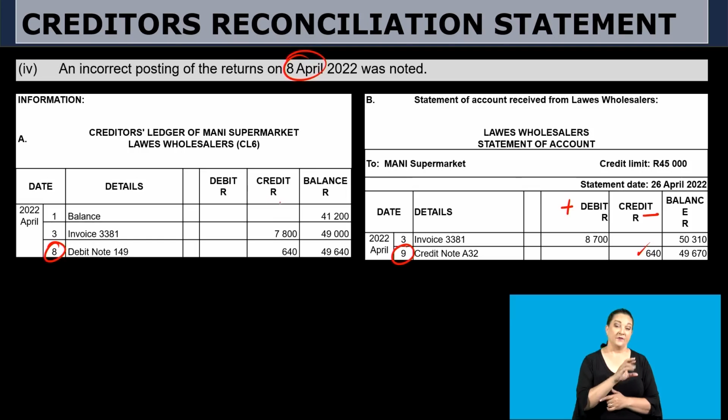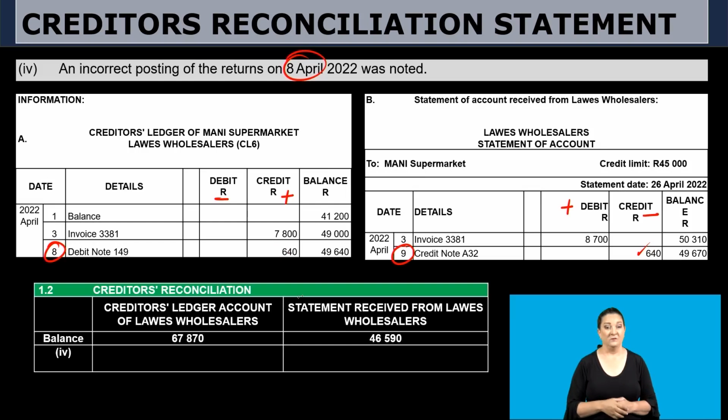Let us come now to the ledger. On the ledger, the credit side is a plus increasing, and on the debit side, it is a minus. That debit note was recorded on the credit side. That is incorrect. It means, therefore, when I am correcting that, I need to bring that 640 to the debit side. That means I'm going to say minus 640. I have cancelled the error, but I know that I must still record the debit note. So I come again and say minus 640.